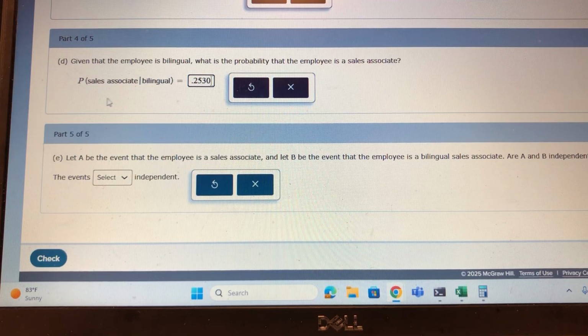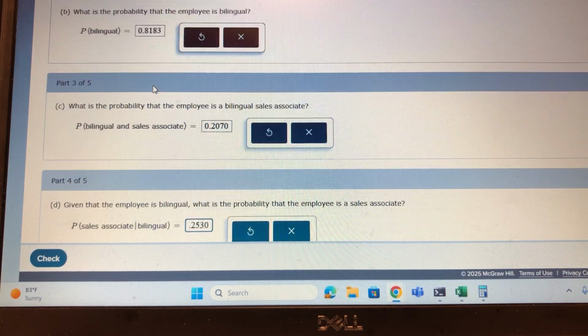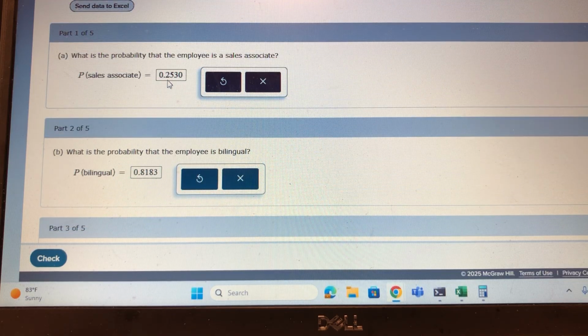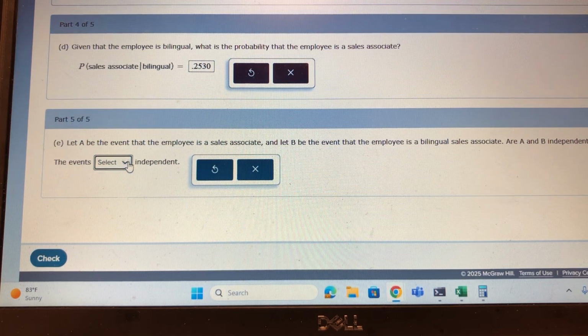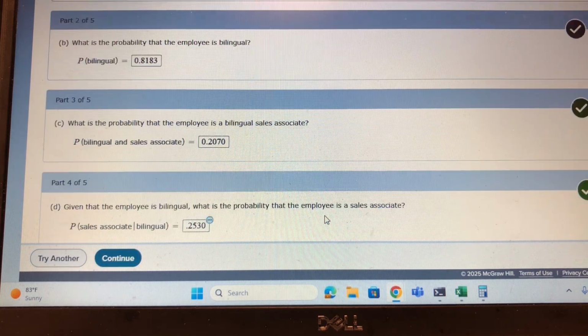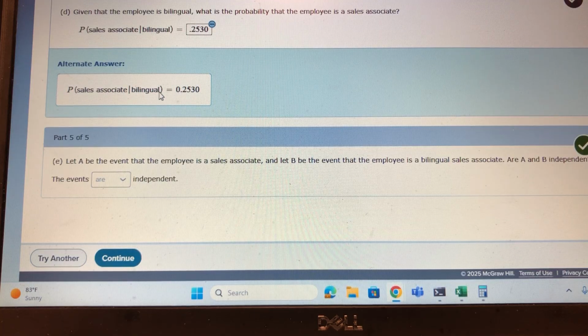So was the answer the same when I did sales associate given bilingual? Did knowing about bilingual change the probability of the first half of this? Was the probability of sales associate alone exactly the same as when I added bilingual? It is. Look, 2530, 2530. So having this extra knowledge did not change the probability. So these are independent. It's rare to get one like this, but I think they purposely did this to show you it can happen.